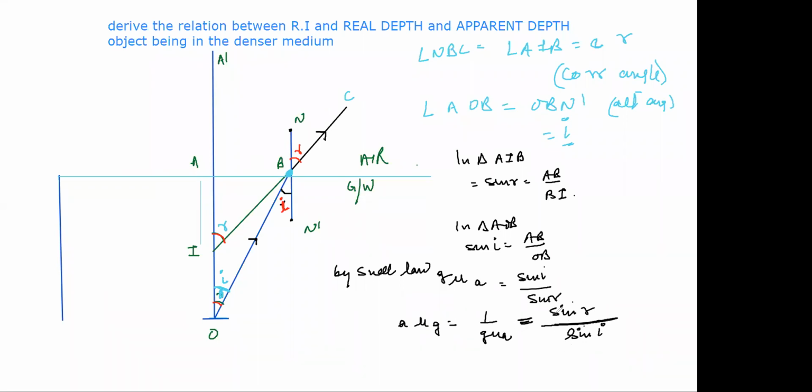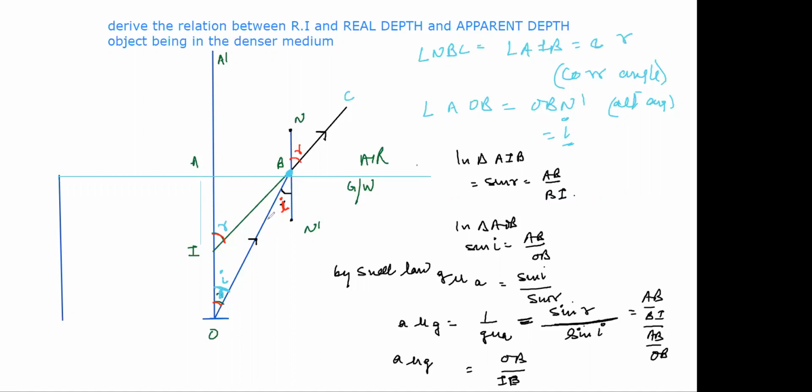Okay, so 1 upon A mu G is sin R upon sin I. I put the value of sin R and sin I here. That makes it AB upon BI upon AB upon OB. Tell me, what will it become? OB upon IB. Now let us see what is OB. This is OB and this is IB.